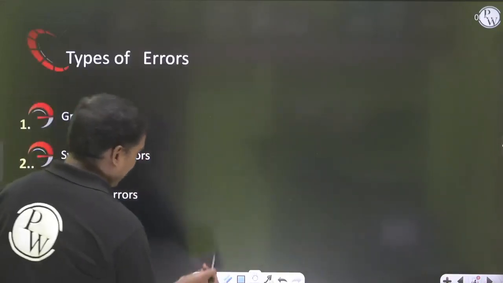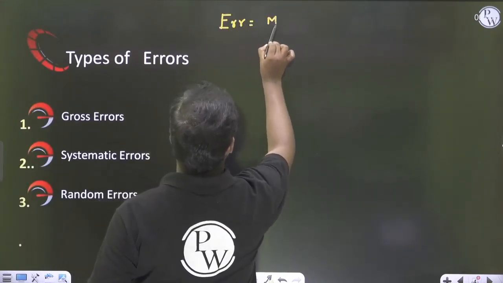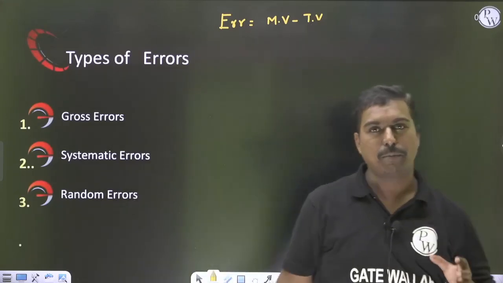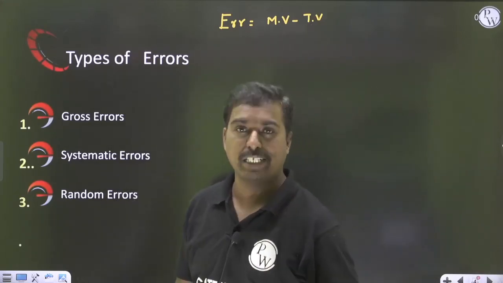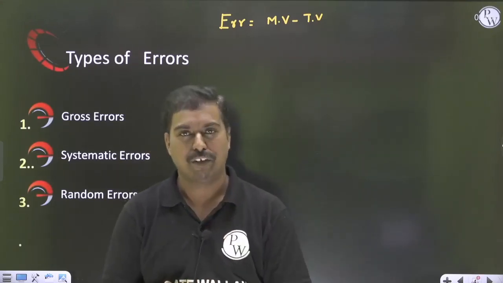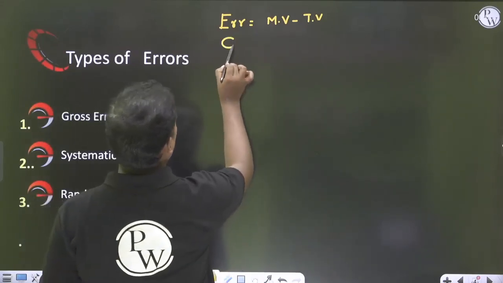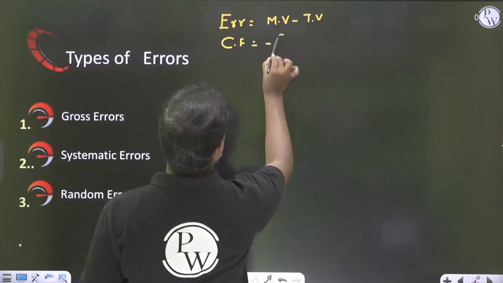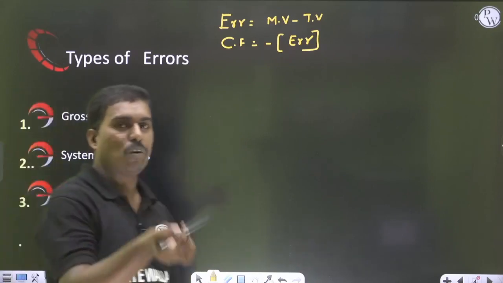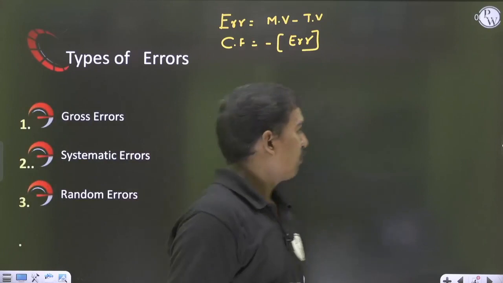First of all, what is error? Error means measurement value minus true value. Say you want to measure the voltage using a voltmeter. The actual voltage is 5 volts, but using this instrument you are getting 4.5 volts. So measurement value minus true value is the error. And the correction factor is the negative of error. So error can be plus or minus, and correction factor also can be plus or minus, in simple words.